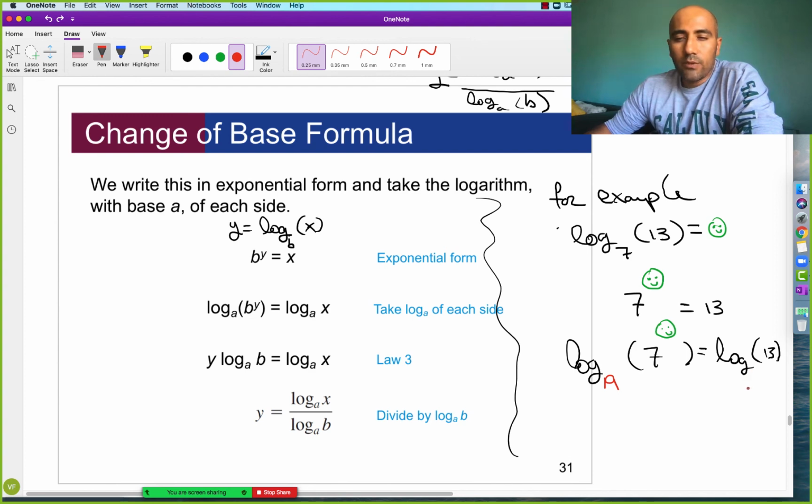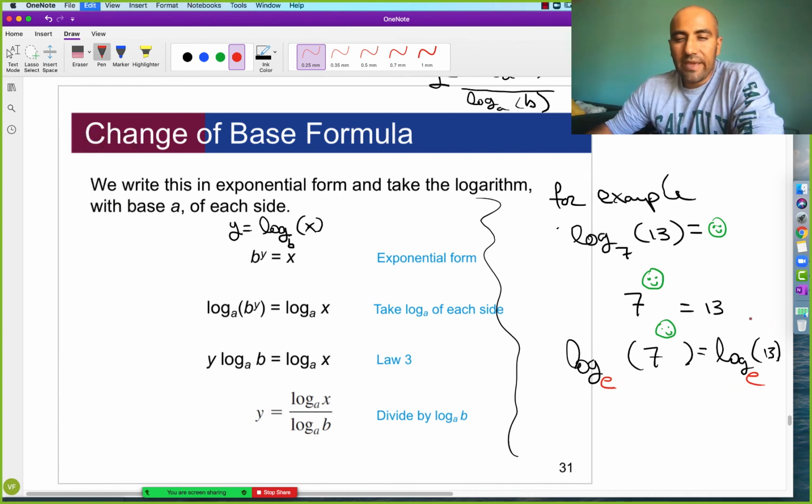But as long as I get to apply any log I want, why not pick a log that is easy to work with? So base 10, or just leaving it as log, is easy to work with because my calculator has a log base 10 button, right? Or the other popular one is log base e. So I can apply log base e to both sides, otherwise known as ln to both sides. And then it'll be an easy button on my calculator, right?